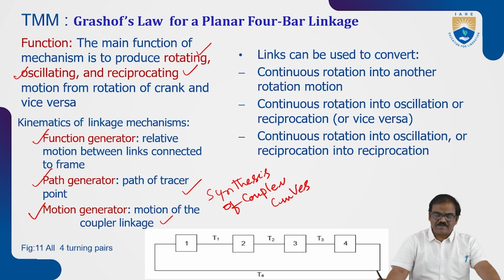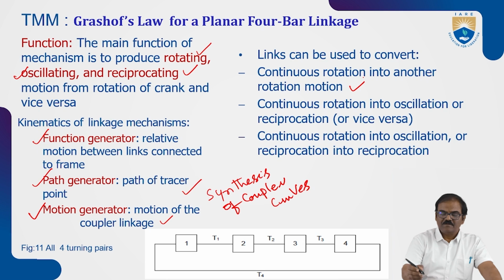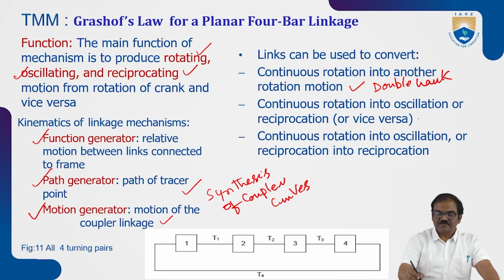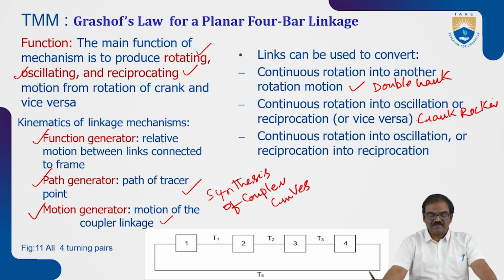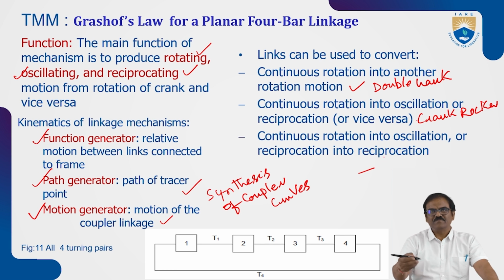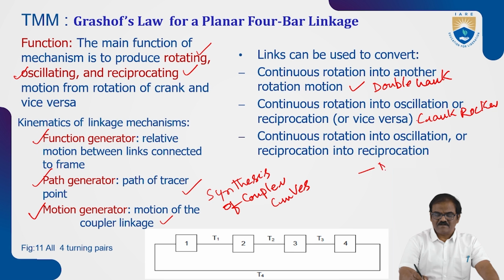Links that can be used: continuous rotation into another rotation motion. The example can be double crank. Then continuous rotation into oscillation or reciprocation. This we can call the crank rocker. Continuous rotation into reciprocating motion, and this we can call the slider crank mechanism, which we will discuss briefly as you progress into the next topics. But this is the double rocker.